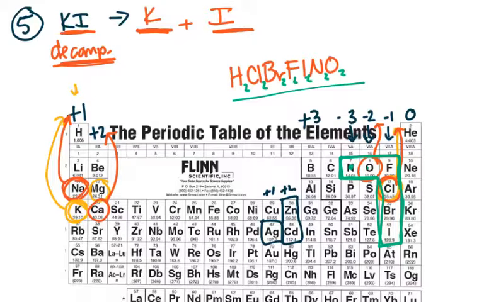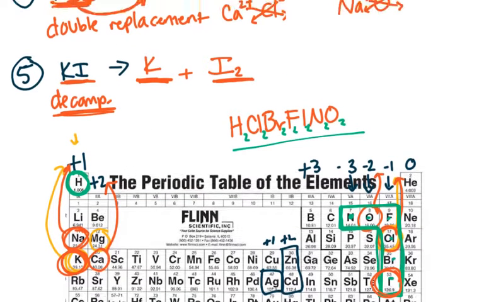And then there's 1, 2, 3, 4, 5, 6. The 7th one is hydrogen. So hydrogen plus these 6 are the 7 diatomics. So notice iodine is right here. It is one of my diatomics, which means I'm going to put a 2. Potassium is over here. It is not a diatomic, so I'm just going to leave it alone. And those are my 2 products for a decomposition reaction.